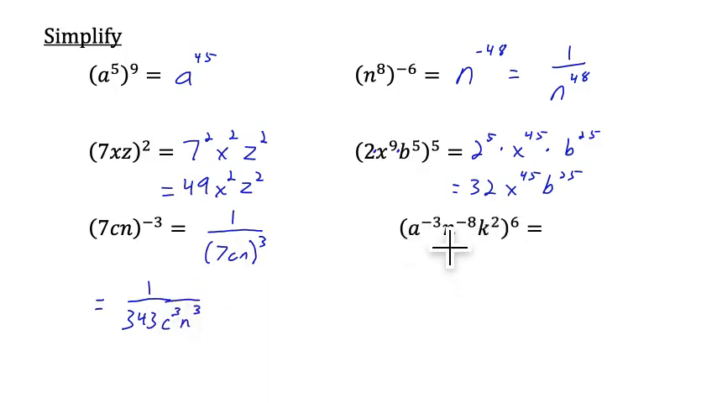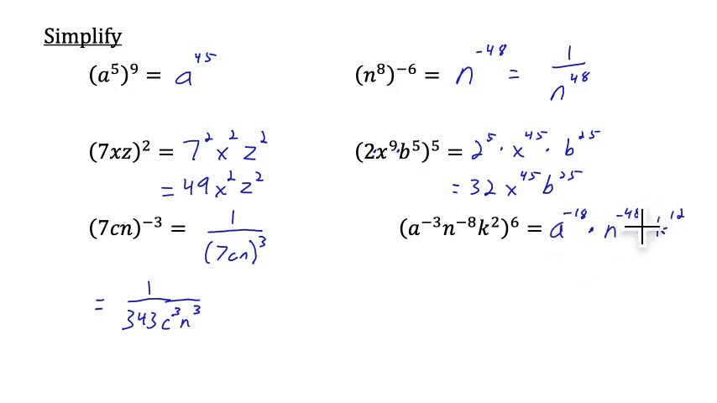Okay, on this one, I think before we start moving things around and moving things to the denominator, let's go ahead and use our power to a power rule. So a to the negative 3rd power raised to the 6th power, that's where we multiply. So it's going to be a to the negative 18th power. Then n to the negative 8th power raised to the 6th power. That'll be n to the negative 48th power. And k squared raised to the 6th power. That'll be k to the 12th power. So we're multiplying the exponents there.